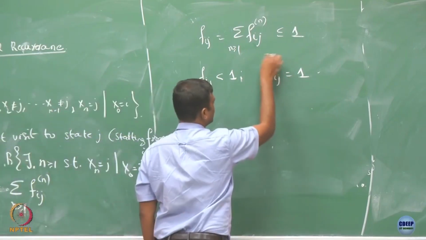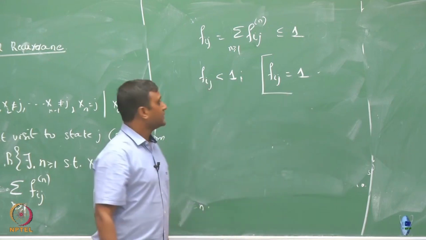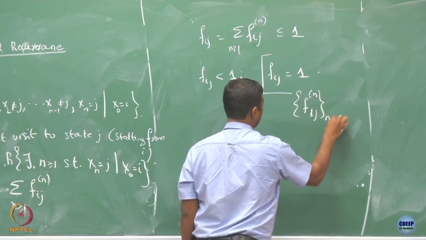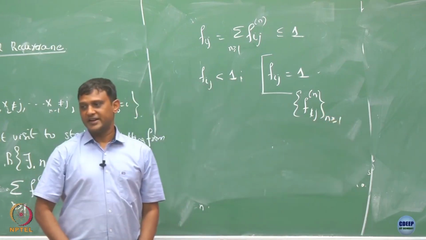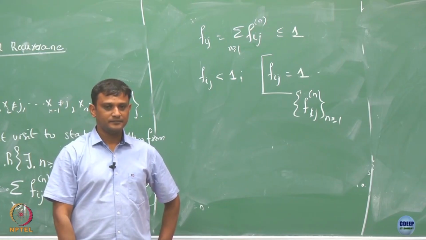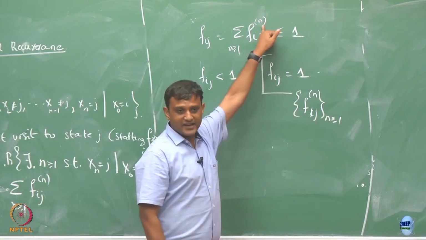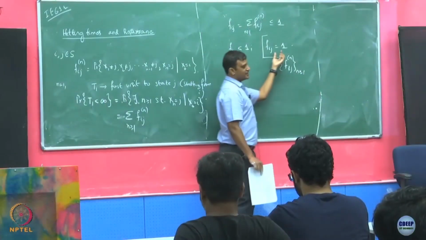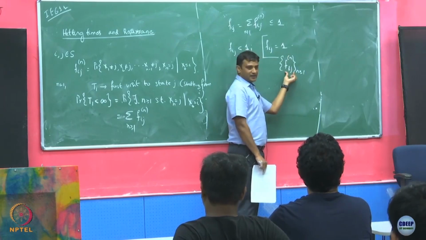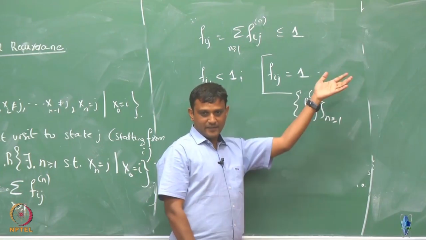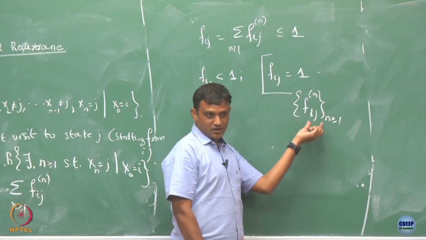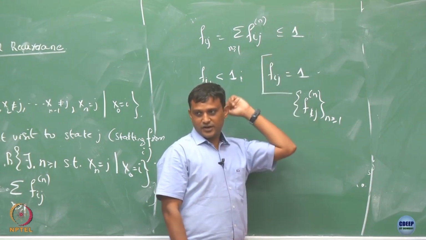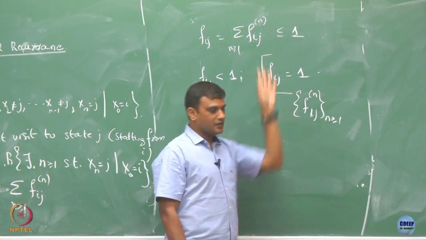Now let us consider this case, whenever Fij is equal to 1, what does that mean? Does this Fij(n) make a probability distribution on n? We know that each Fij(n) is going to be greater than or equal to 0, because this is a probability. And if Fij equals 1, this is an infinite dimensional vector and it sums to 1. So this is going to be a probability distribution on n, whether it takes 1, 2, 3 or up to whatever value.